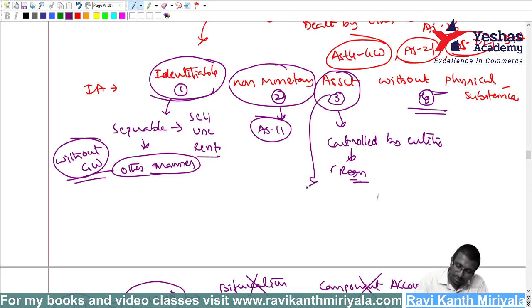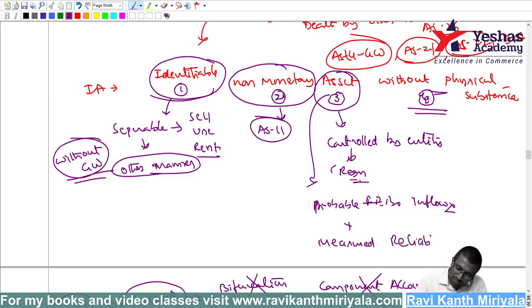And when do you say asset? Asset, when do you say there should be probable future economic benefits? Probable future economic benefits inflows from that. Plus it should be measured reliably. Then only you can say yes, it is an asset.